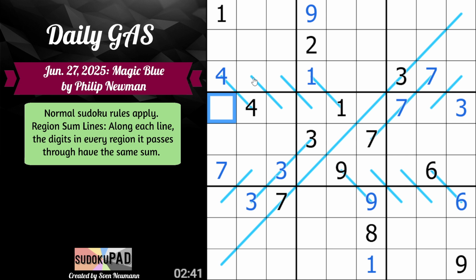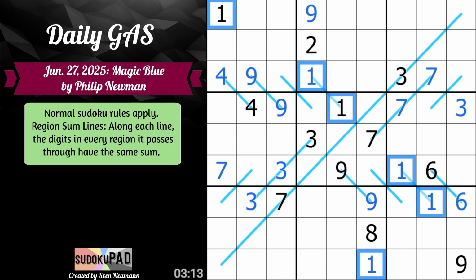9, if this was 9, couldn't go here, couldn't go here, couldn't go here or here or here. So 9 actually, the only option has to be here. And I think if that's true, I think the same can be said for 1s, because 1 can't go here, here, here, or here. This is the only place for 1 in this row, which forces the 1 there.